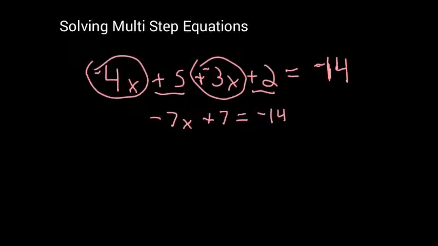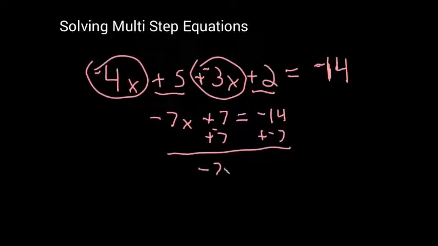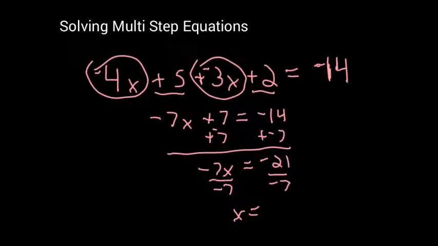Now I can solve. Remember, we need to solve with order of operations backwards, so I'm going to get rid of my addition first. The opposite of adding 7 is subtracting 7, or you can think of it as adding negative 7. So I end up with negative 7x on the left, and negative 14 plus negative 7 equals negative 21. Next I have negative 7 times x, so to undo that I divide by negative 7. And so x equals, a negative divided by a negative is positive, and 21 divided by 7 is 3.